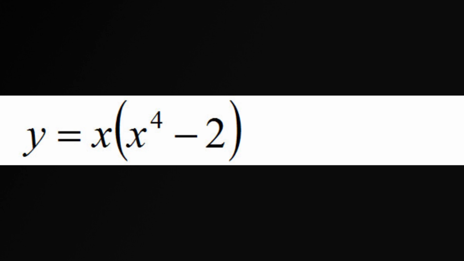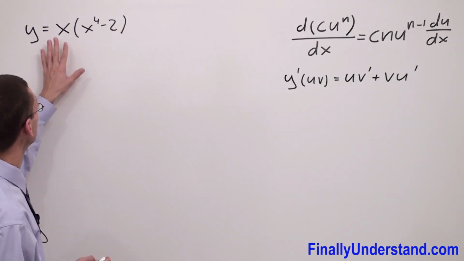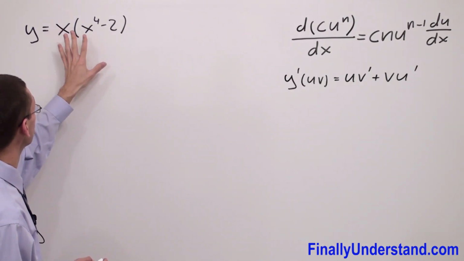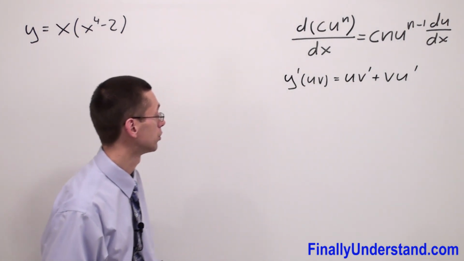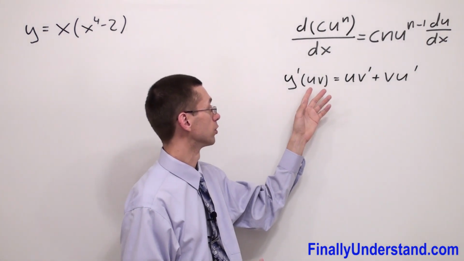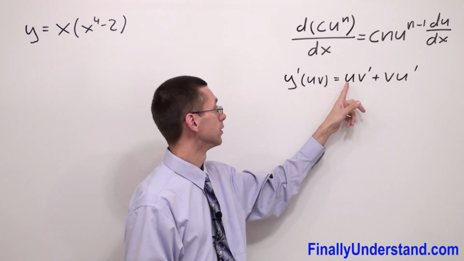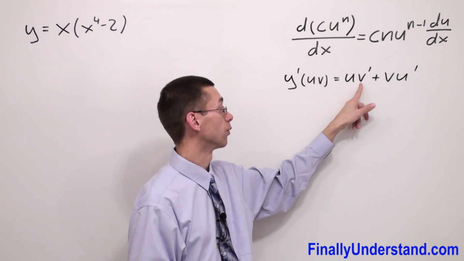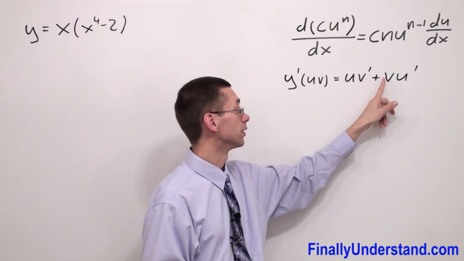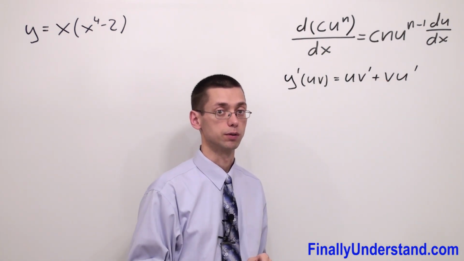This time we are going to find the derivative of the product of two factors. Okay, this is my example, and this is the formula which I'm going to use. In order to find the derivative of the product of two factors, you're supposed to simply multiply the first factor times the derivative of the second one plus the second factor times the derivative of the first one.